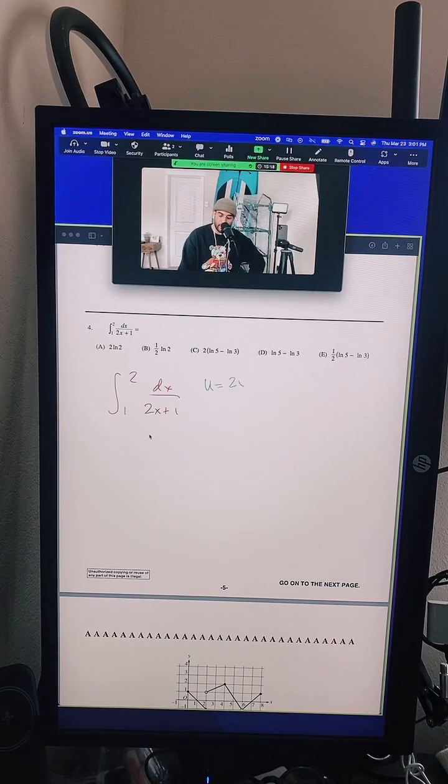U is going to equal 2x plus 1. Just think of it, this is a multiple choice question. You should be able to do this within a minute or 2 or less. Du is equal to 2 dx. We bring the 2 to the other side, so, oh, I'm sorry, du over 2 is equal to dx. And look what I'm going to do. I'm going to rewrite my integral. Instead of dx, I have du over 2 over our u value.